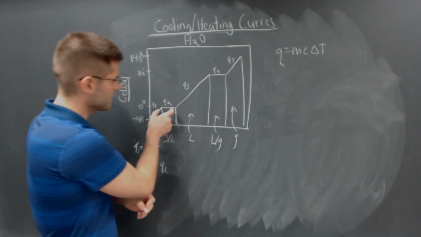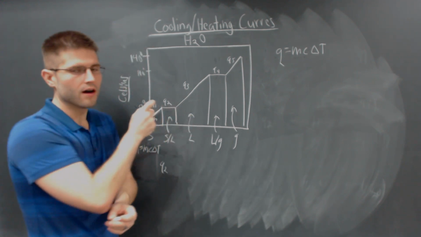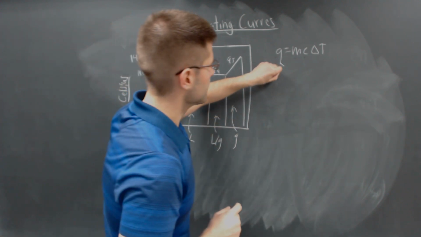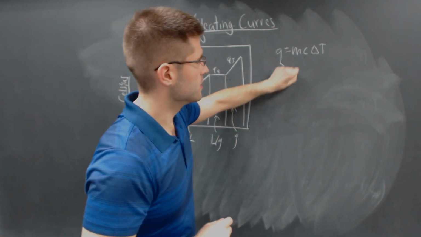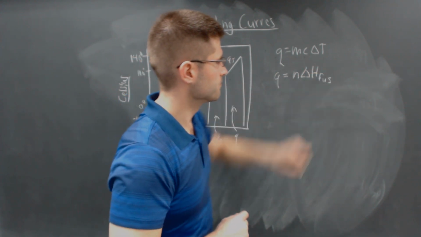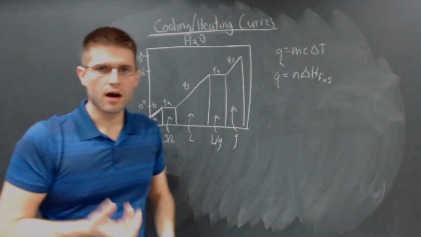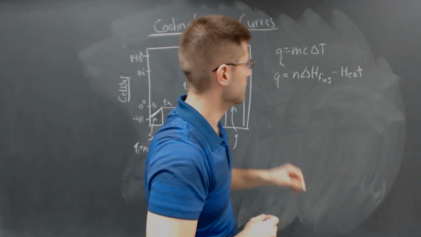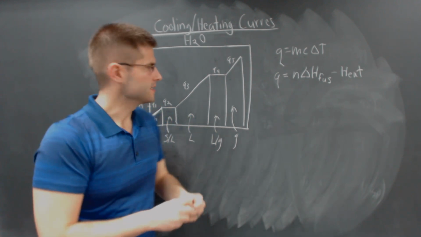We have to use a different equation for our heat. In the heating and cooling of a solid liquid phase, we're going to be using Q is equal to the moles times delta H fusion. So this is if we're heating up ice. It's going to be heating.